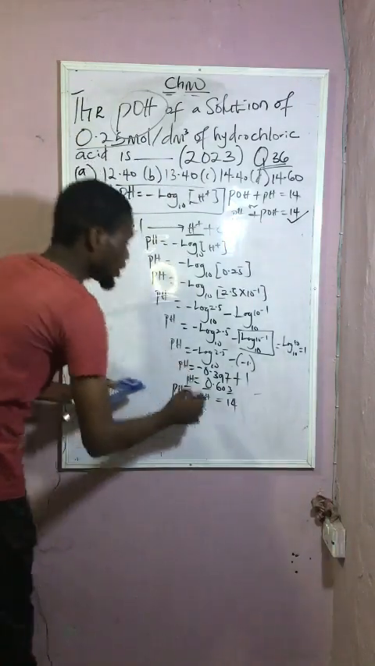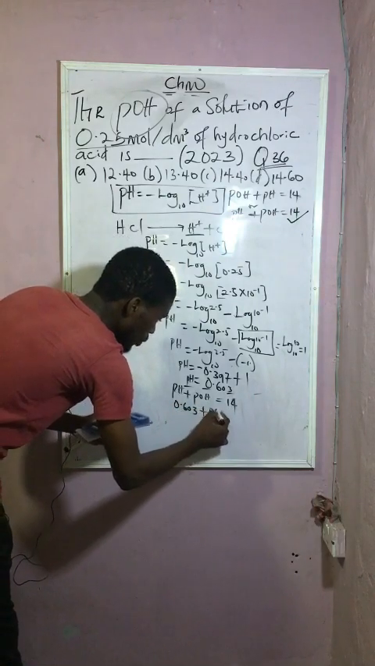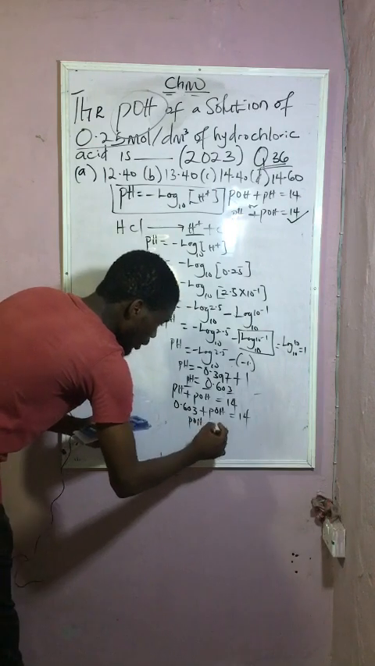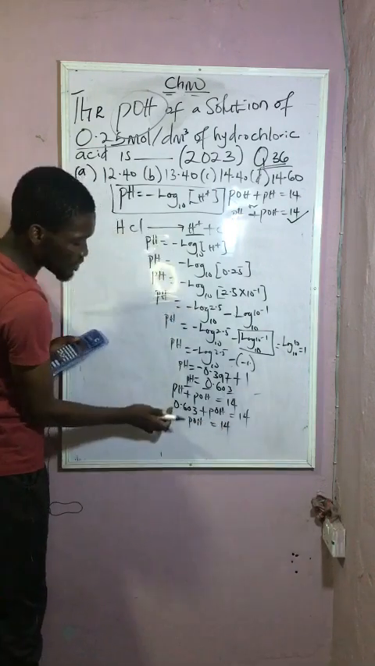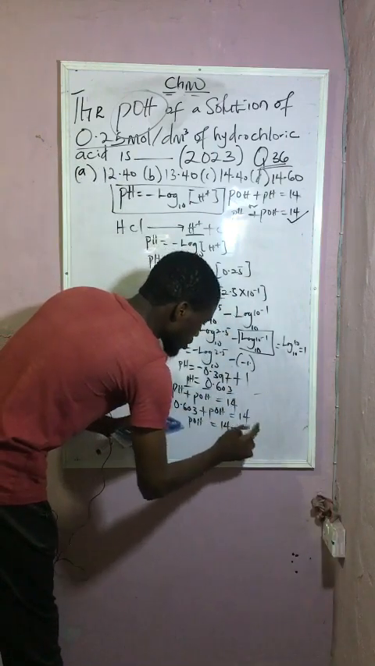So class, what is the value of pH? We have 0.603 plus pOH is equal to 14. So you can say pOH is equal to 14 minus 0.603. We have an invisible positive sign here. When it's crossed to the other side, we have minus 0.603.